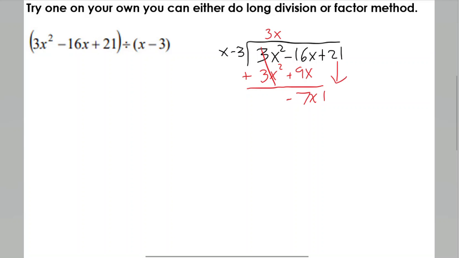And then I bring down what's left over. What times x gives me negative 7x? Well, that would be negative 7. Negative 7 times x is negative 7x. Negative 7 times negative 3 is positive 21. And now I subtract, right? Negative 7x minus negative 7x. Well, minusing a negative is the same as adding. So negative 7 plus 7 is 0, cancels out. Now I have 21 minus 21, which is 0. So my answer would be 3x minus 7.